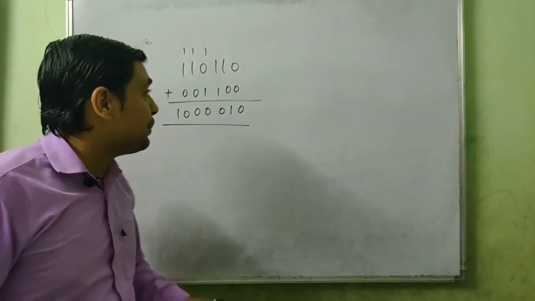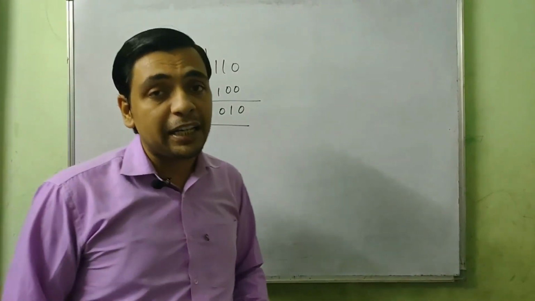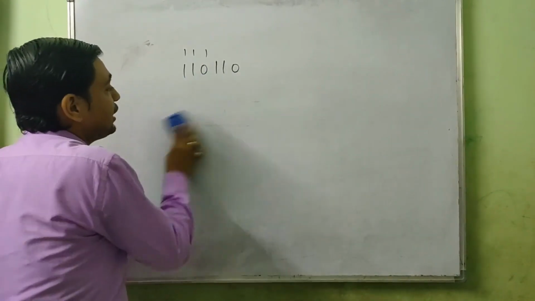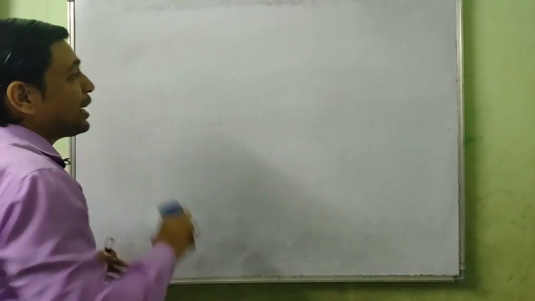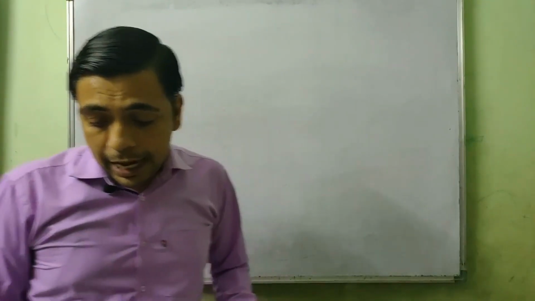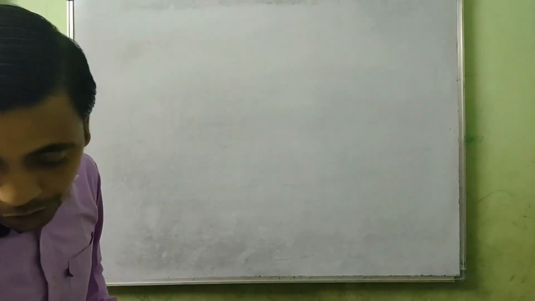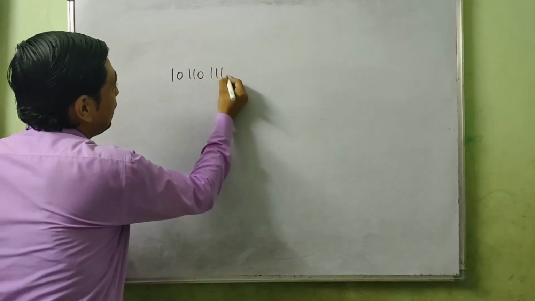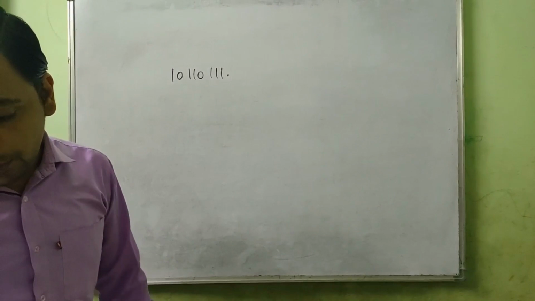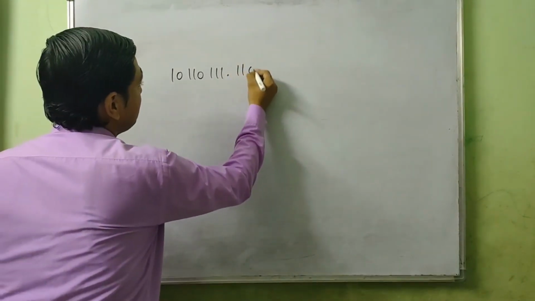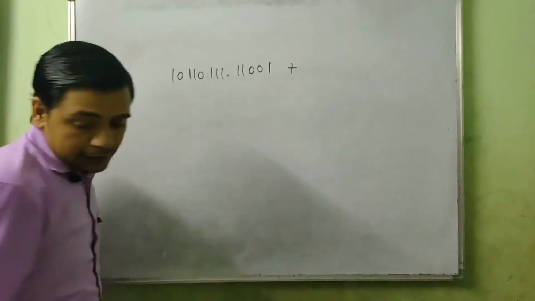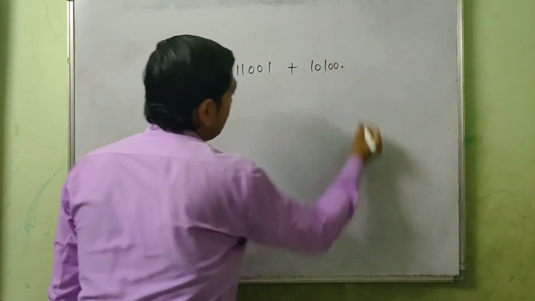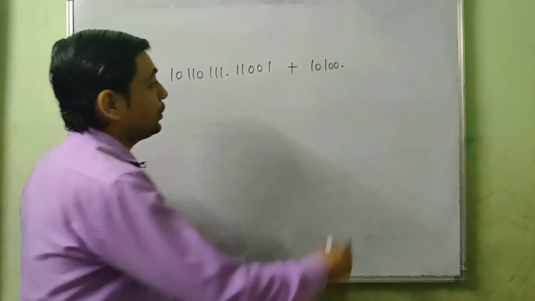Now binary addition can be given with the help of a fractional part as well. So there also you have to be careful about the position of the digit. The next number that we are taking for binary addition has a fractional part, and the number is a bit lengthy: 10110111 point 1100111001, which is added to 10100101 0100 binary point 101.